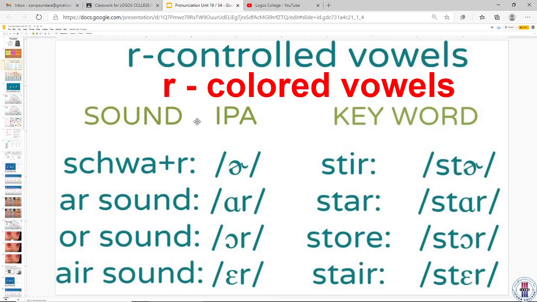In American IPA, they call these R-controlled or R-colored vowels. For example, you have your schwa, and the R sound is the sound in stir. Then you have your ah, and your sound makes the R sound, as in star. And the ah with the r makes the or, like in the word store. And the ea with the r sound makes the sound air, as in the word stare.